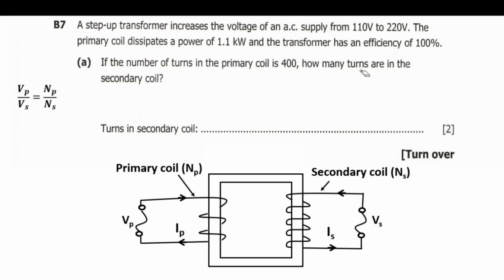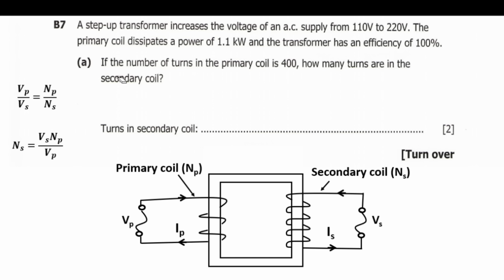Now the question says how many turns are in the secondary coil. So you make NS, number of turns in the secondary coil, the subject of the formula, which will give you NS equals VS NP over VP. So you now substitute. VS is voltage in the secondary. They are saying a step-up transformer increases the voltage of an AC supply from 110 volts in the primary to 220 volts in the secondary. So voltage here is 220.